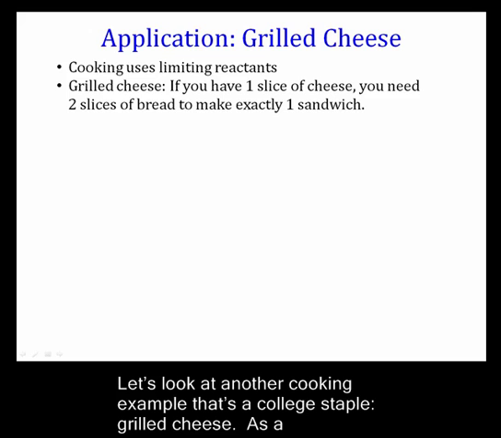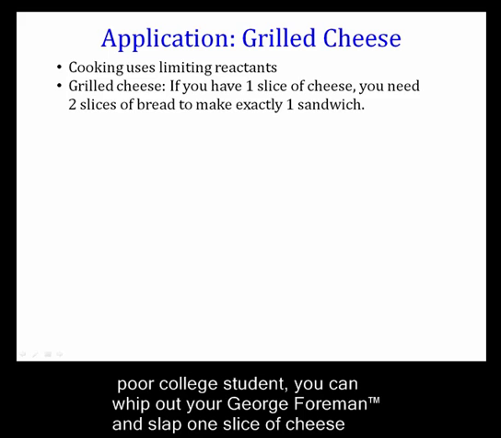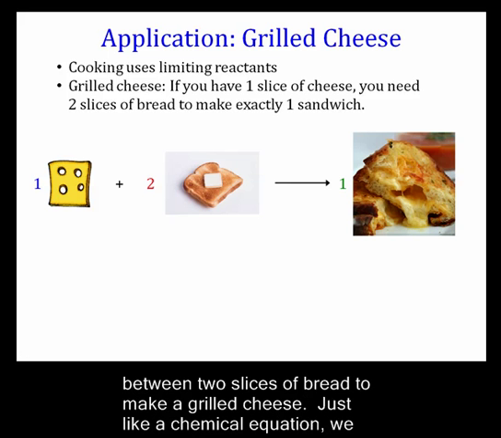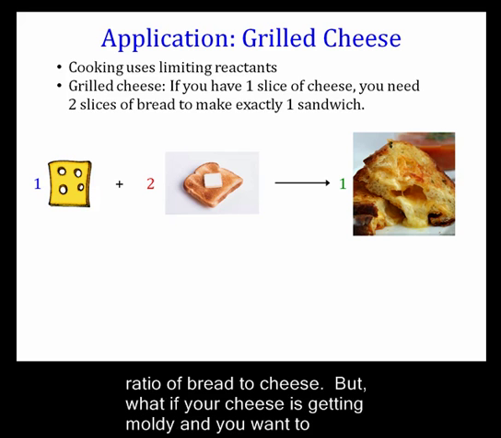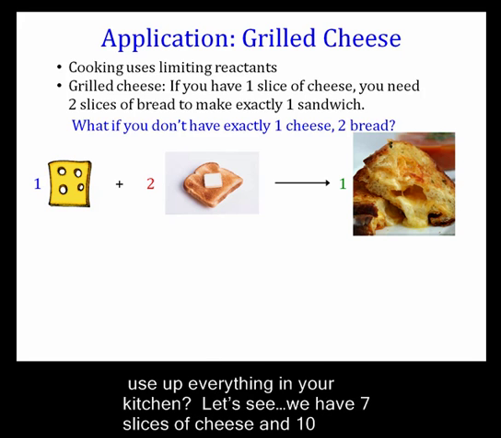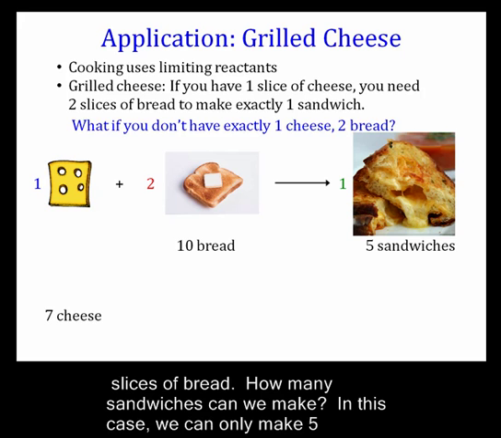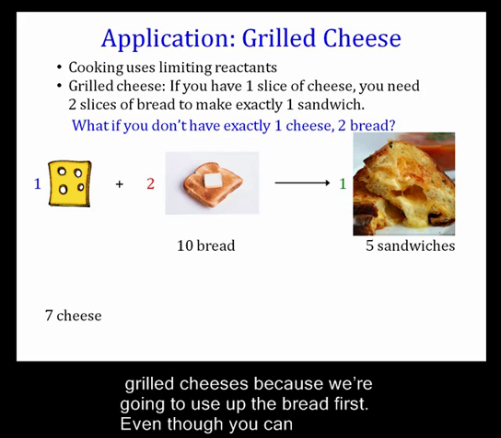Let's look at another cooking example that's a college staple, grilled cheese. As a poor college student, you can whip out your George Foreman grill and slap on 1 slice of cheese between 2 slices of bread to make a grilled cheese sandwich. Just like a chemical equation, we can represent this with coefficients and symbols, but this again just tells us the ratio of bread to cheese. But what if your cheese is getting moldy and you want to use up everything in your kitchen? Let's see. We have 7 slices of cheese and 10 slices of bread, so how many sandwiches can we make? In this case, we can only make 5 grilled cheese sandwiches because we're going to use up the bread first.